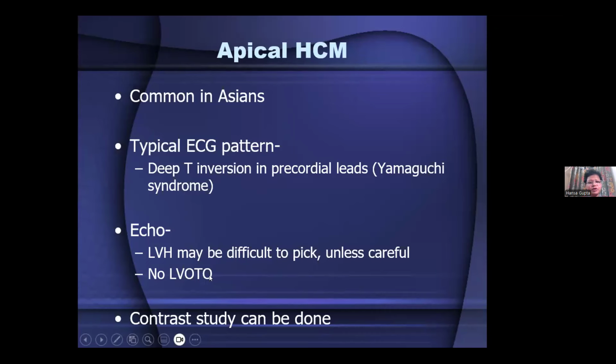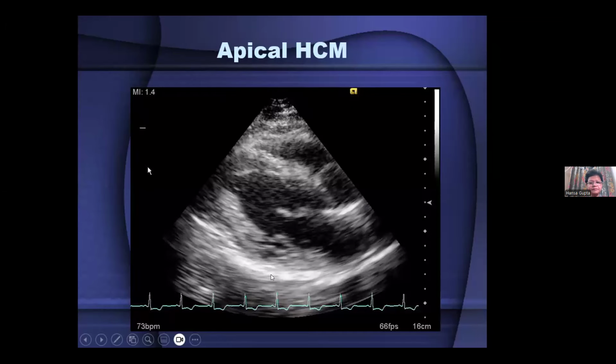Okay, there is no LVOT obstruction though. And if it is not very clearly visible, either we will do a contrast echo study or we'll go for an MRI. So this is the apical cardiomyopathy.